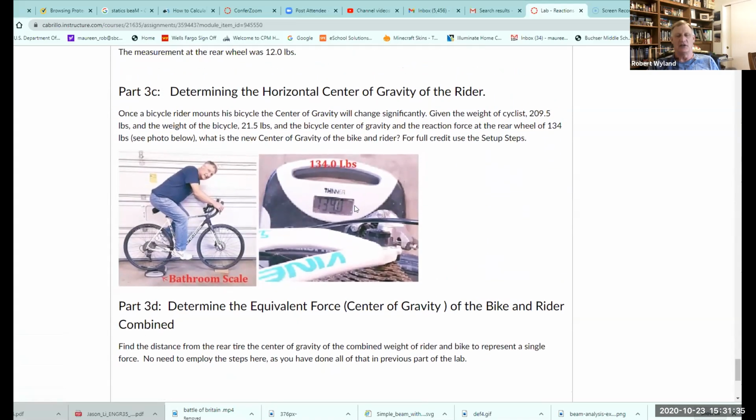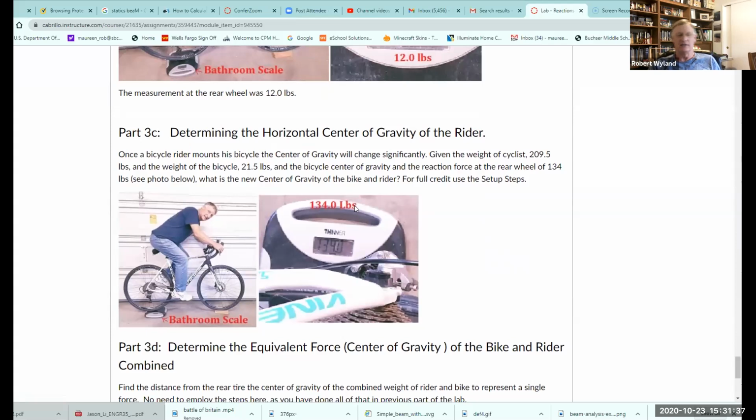Next to last is to determine the horizontal center of gravity of the rider. So when I get on this bicycle and I know what the reaction is at the left wheel, I know the weight of the bicycle, I know the weight of the cyclist, I should be able to determine where my center of gravity is. This is again just like the problem that we did in the example, except now, instead of having one force, we have two forces.